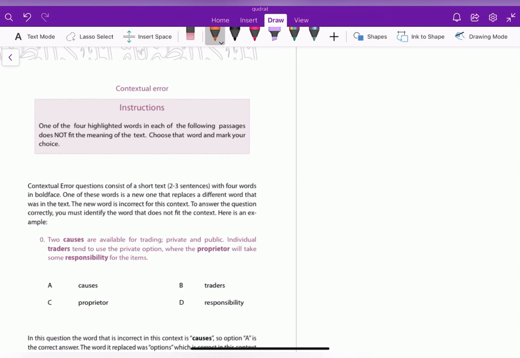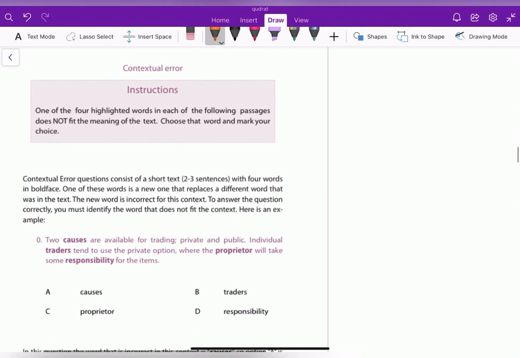It's the contextual errors, and it says one of the 4 highlighted words in each of the following passages does not fit the meaning of the text. Choose the word and mark your choice. So contextual errors consist of short text, 2 to 3 sentences with 4 words in boldface. One of these words is a new one that replaces a different word that was in the text. The new word is incorrect for this context. To answer the question correctly, you must identify the word that does not fit the context.